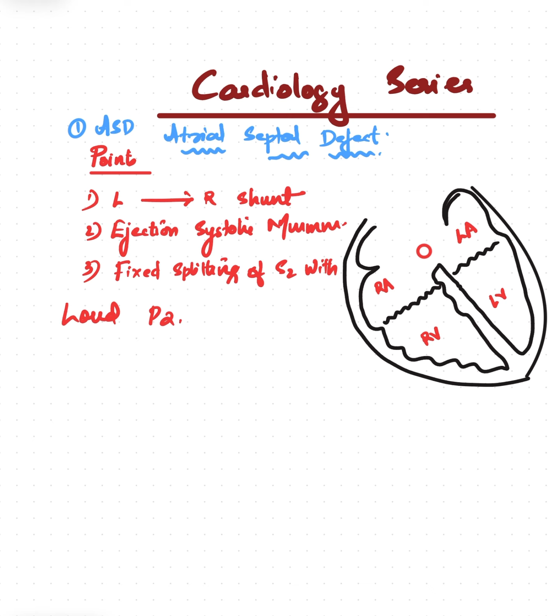Now the blood from the left atrium will move to the right atrium. So the first point that you need to remember in this condition is there is a left to right shunt. Don't interchange it with right to left. It's always a left to right shunt. The blood from the left atrium is shifted to the right atrium, and obviously due to gravity it will fall down from the right atrium to the right ventricle.